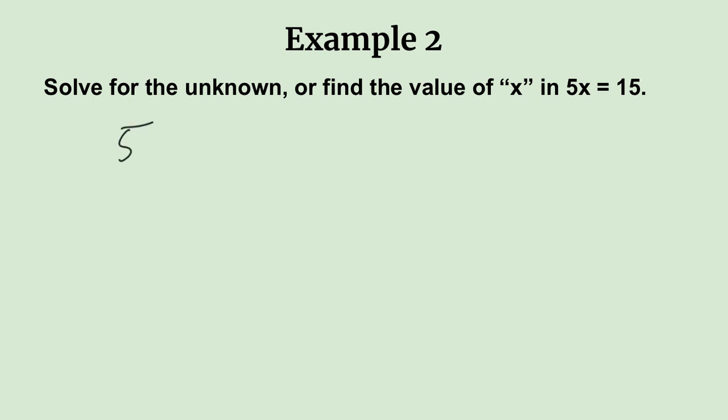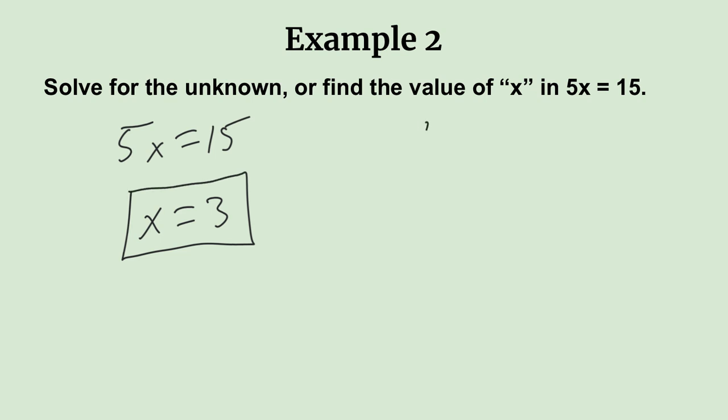5x equals 15. So again, that means 5 times what number equals 15, or how many times do I count by 5 until I get to 15, which would be x equals 3, which is what you would type into the formula. 5, 10, 15, 1, 2, 3 times.